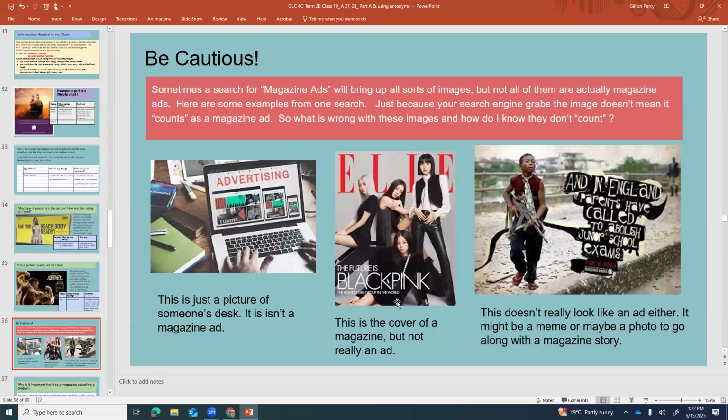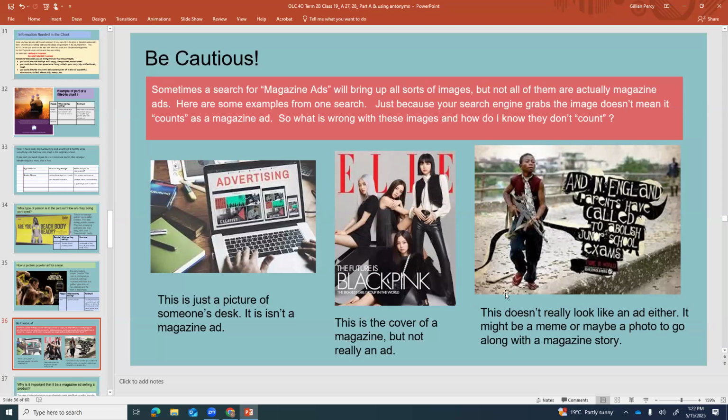Now, sometimes I've had people try and use this sort of stuff, and then they're like, well, I don't know what they're selling. Well, they're not. That picture isn't selling a product. If anything, it's kind of promoting the group Blackpink, but it's not selling you a product, right? That's because it's not an ad, it's a magazine. So I wouldn't use that either.